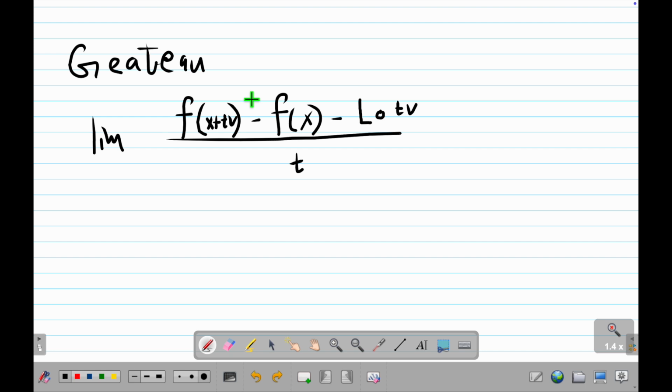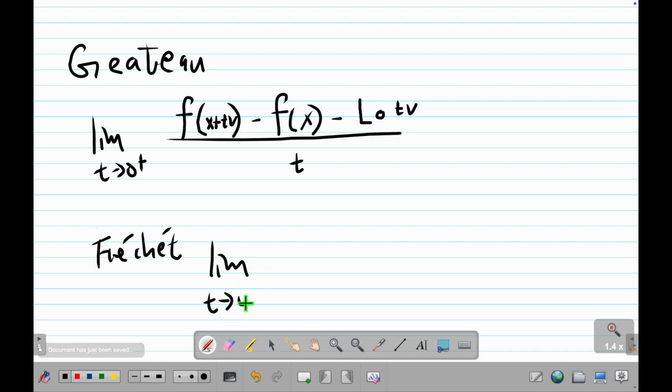So what is this? This is called the Gateaux derivative. Then what about this? There's also another one called Fréchet. I don't know if it's here or here, but anyway, it will be very similar.